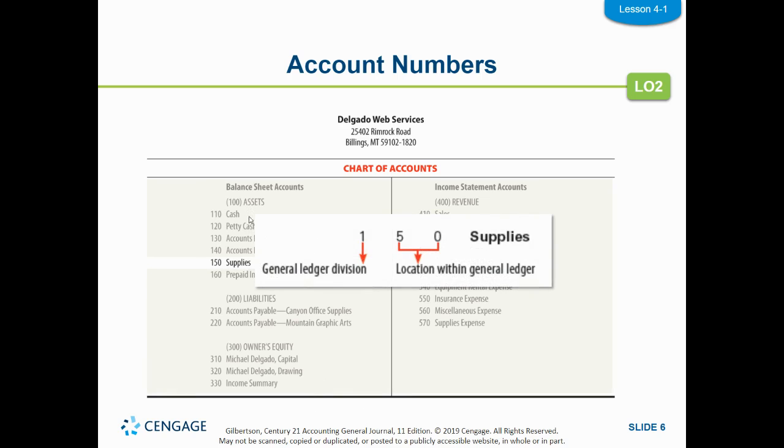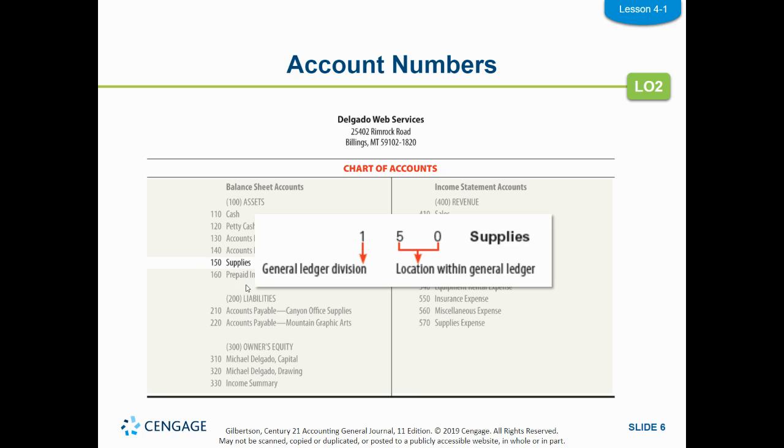So for instance, all of these assets that are listed under assets, we've got a 100 for them. They're the first section of our chart of accounts, so they all start with a 1. The first number is the general ledger division. That's our 100. All assets start with a 1. Then the second one is the location within the ledger. When we number accounts, we number them by tens. So notice we have 110, 120, 130, 140, 150, 160.